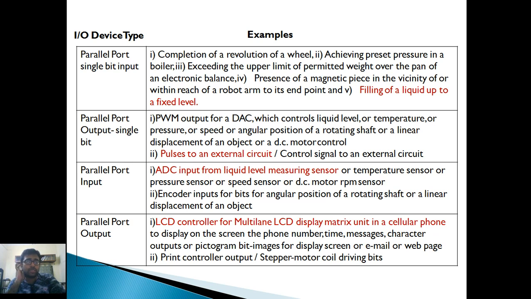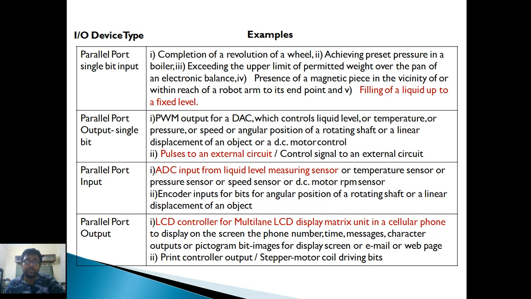Parallel port output single bit. PWM output for a DAC which controls liquid level or temperature or pressure or speed or angular position of a rotating shaft or a linear displacement of an object or a DC motor control. Pulses to an external circuit, control signal to an external circuit. Parallel port input. ADC input from liquid level measuring sensor or temperature sensor or pressure sensor or speed sensor or a DC motor RPM sensor.